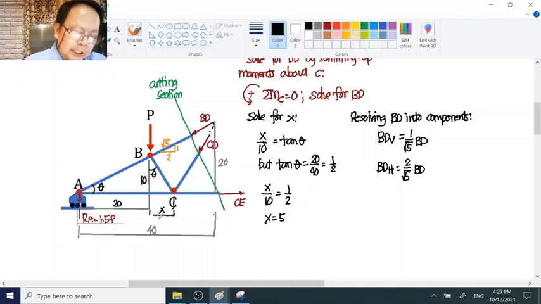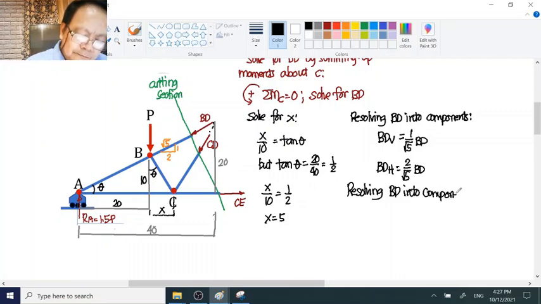So, resolving BD into components at point A. Let us show its point here, by means of its components. Let us assume that this is its horizontal component.